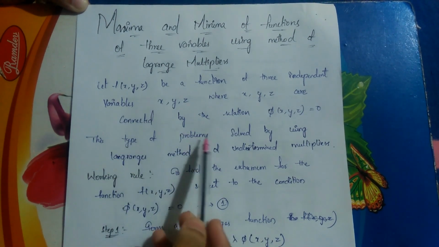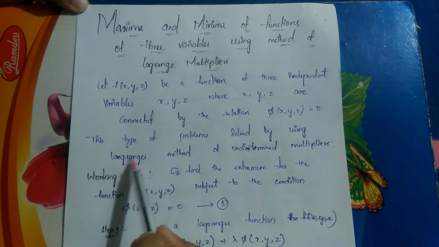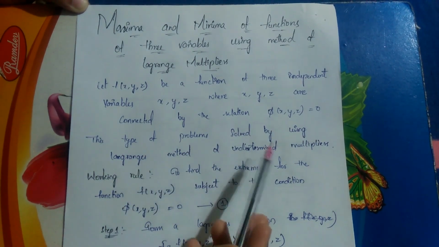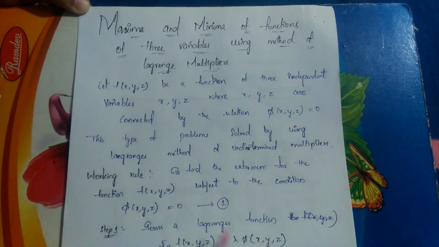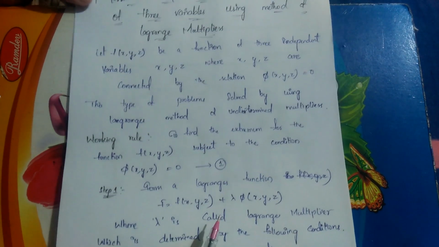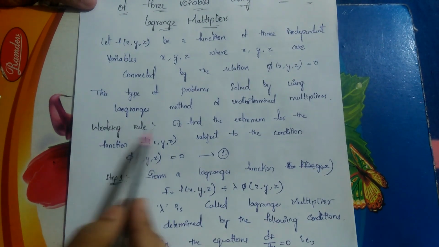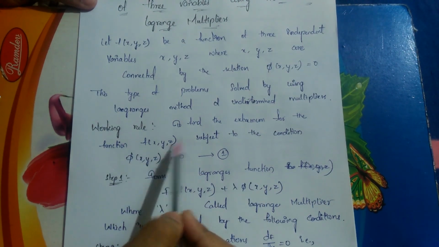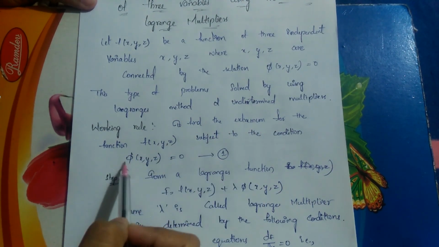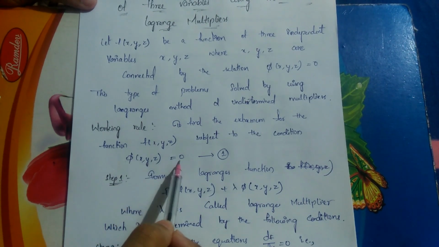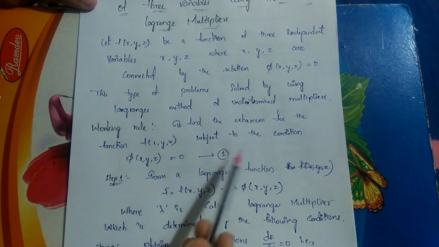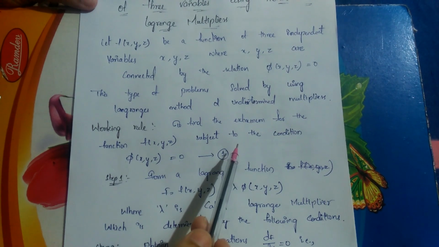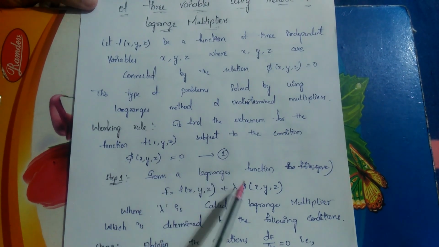This type of problem is solved by using Lagrange's method of undetermined multipliers. We'll see how this method works. Working rule: to find the extremum for the function f of x comma y comma z subject to the condition phi of x comma y comma z equals 0. Here we find the extremum, nothing but the maxima and minima of the given function.